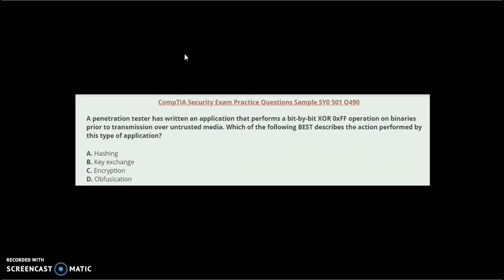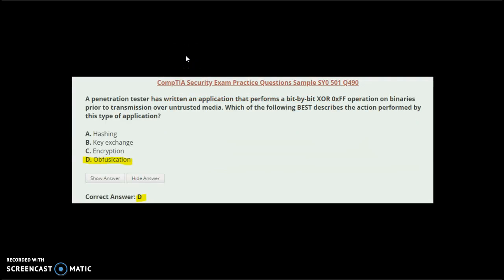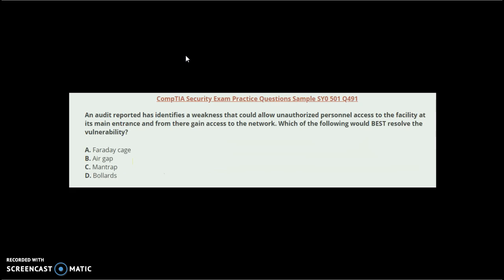A penetration tester has written an application that performs a bit-by-bit XOR 0xFF operation on binaries prior to transmission over untrusted media. Which of the following best describes the action performed by this type of application? And that's obfuscation.